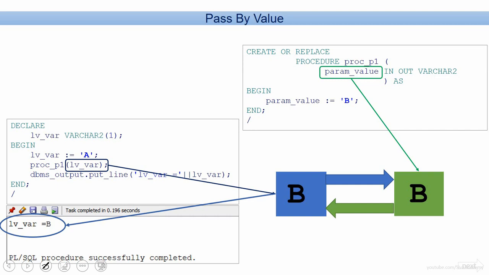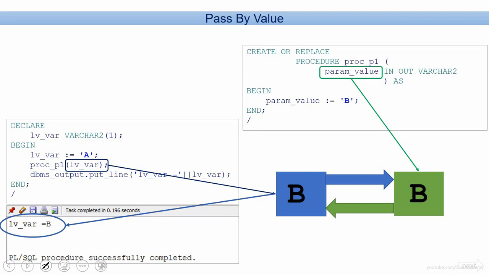Two very important points to be noted here. One, if the parameters hold a very large amount of information, such as a collection, large objects, or XML type data, then copying the information from the actual parameter to the formal parameter and then copying it back from the formal parameter to the actual parameter will really take some time. Second point is that copying from the formal parameter back to the actual parameter will happen only if the procedure successfully completed. So these are the two main important points.